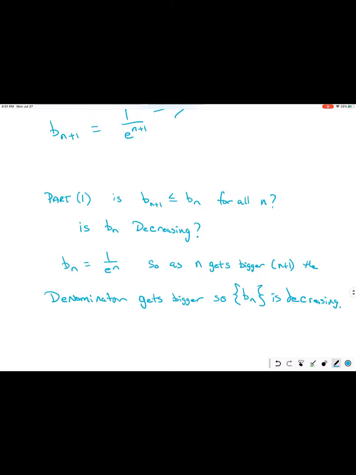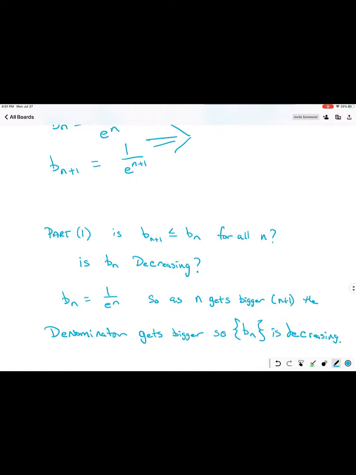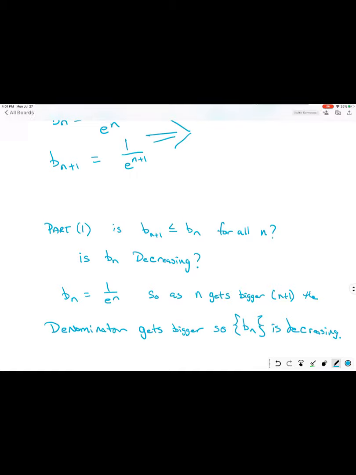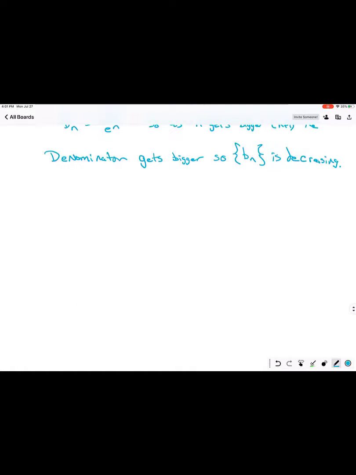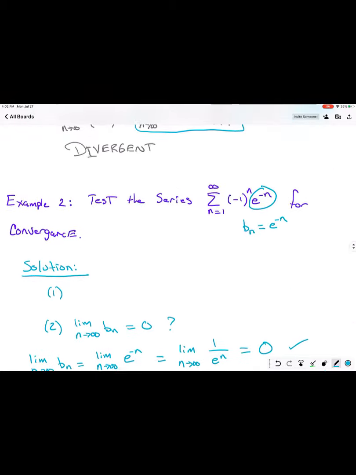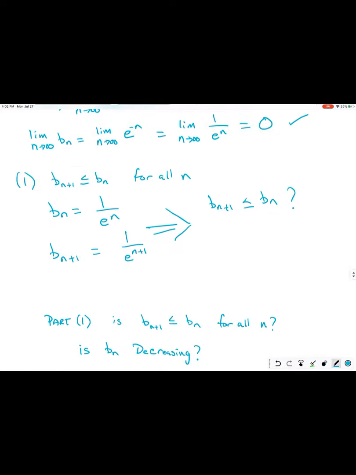b sub n is decreasing, right? If I look at the second one, b sub n is 1 over e to the n, so as n gets bigger, n plus 1, the denominator gets bigger. So b sub n, that sequence, is decreasing. Since part 1 passed and part 2 passed, I would say that this series is convergent.